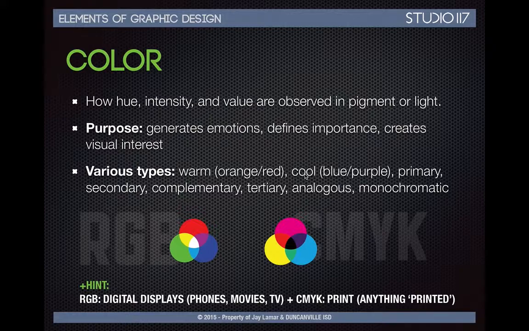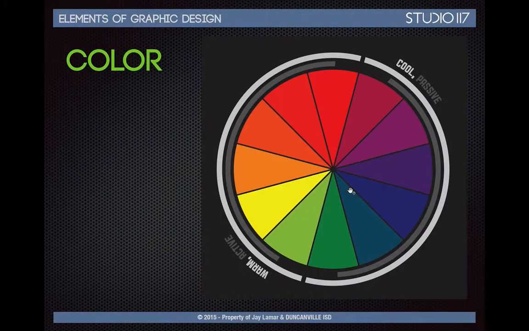There's several different types of colors: warms, cools, primaries, secondaries, complementaries, tertiaries, analogous, and monochromatic. You can see right here that warm is orange and red. Cool is like your purples and blues. Here's an example of a color wheel. It's got the cools on one side, warms on the other.